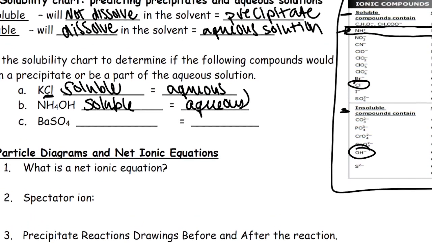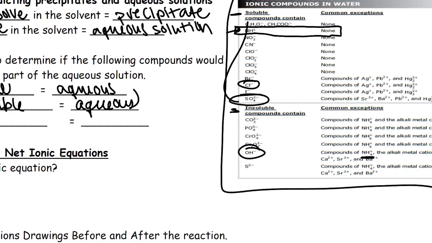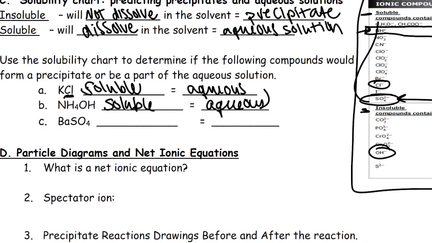And then BaSO4. My SO4 is up here in the section that says it's normally soluble. However, if it's bonded to barium, that is a common exception, meaning it's going to do the opposite of what section that it's in. So barium is actually going to make SO4 insoluble. So we would call this what? Perfect.